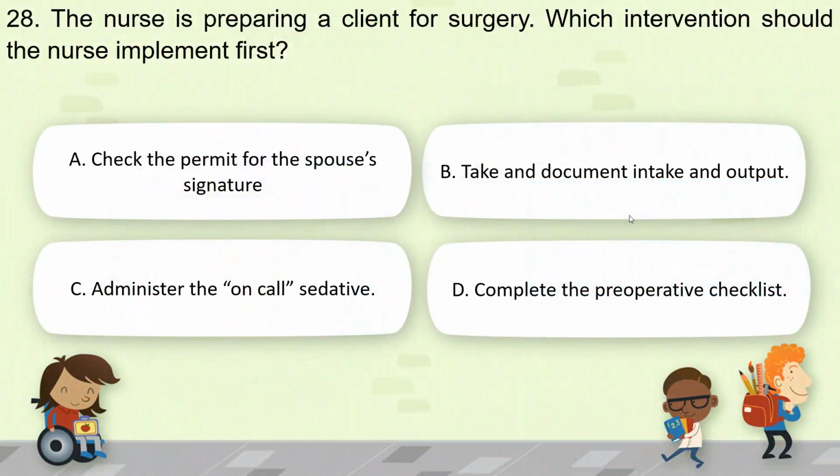Next, 28. The nurse is preparing a plan for surgery. Which intervention should the nurse implement first? Letter A, check the permit for the spouse's signature. Letter B, take and document intake and output. Letter C, administer the on-call sedative. Or letter D, complete a preoperative checklist.